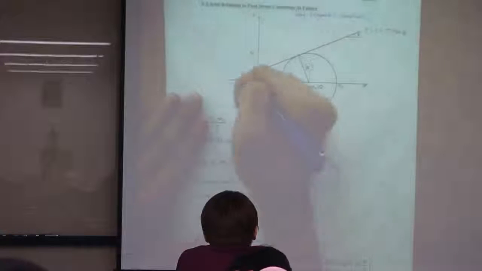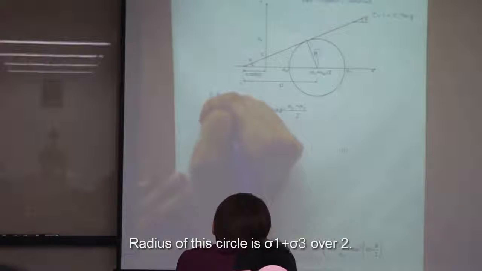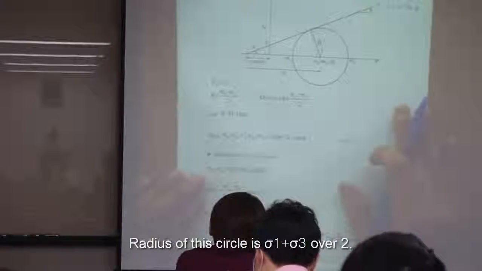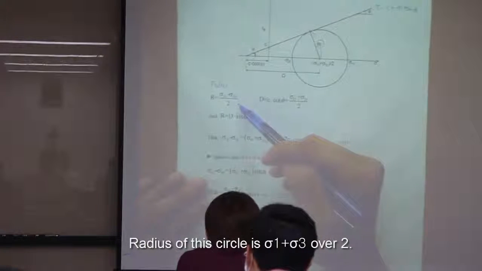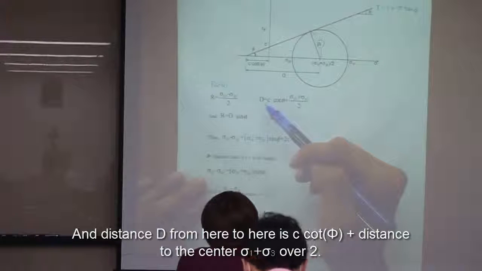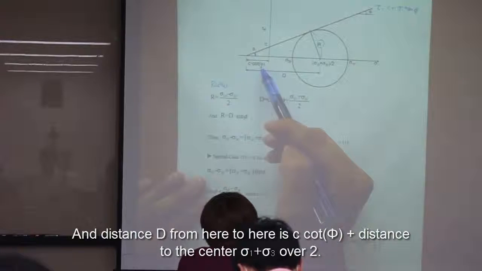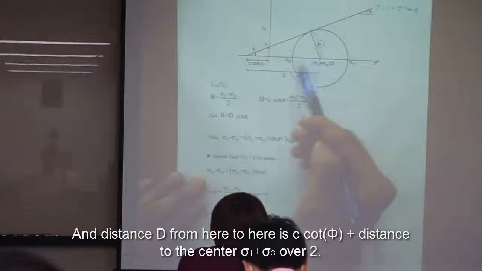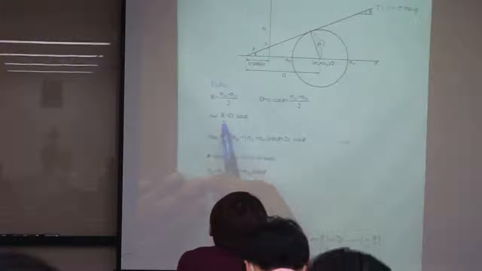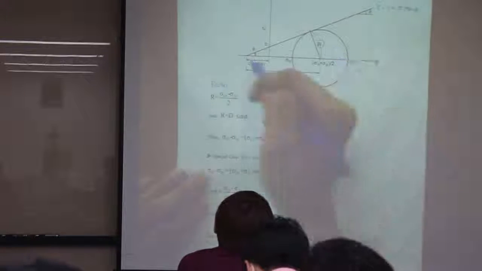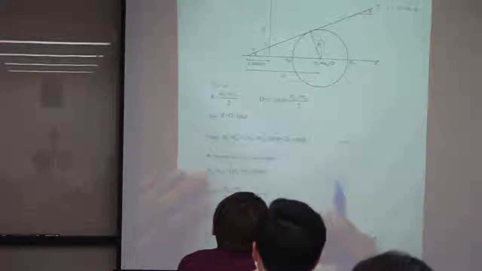And the angle is phi. And the radius of this circle is what? Sigma 1f minus sigma 3 over 2. That's the radius. And the distance d from here to here is what? c cotangent phi plus the distance to the center, right? Sigma 1 plus sigma 3 over 2. And the R is the D. D is here, and phi is here, and D times sine phi is the radius.